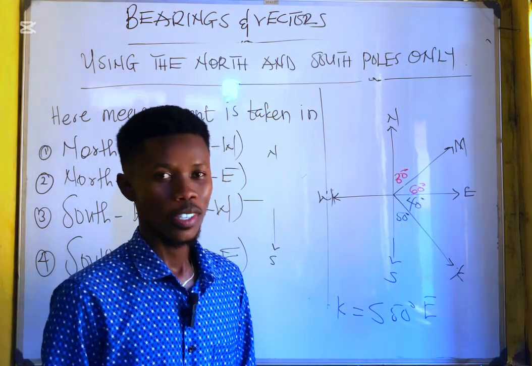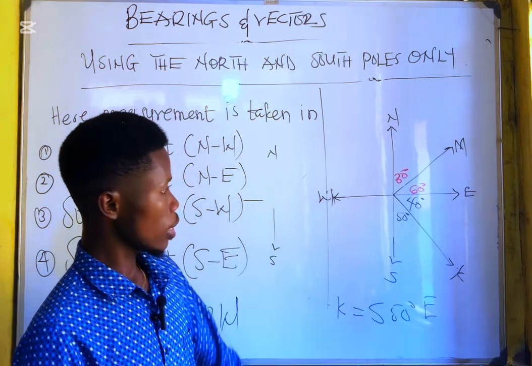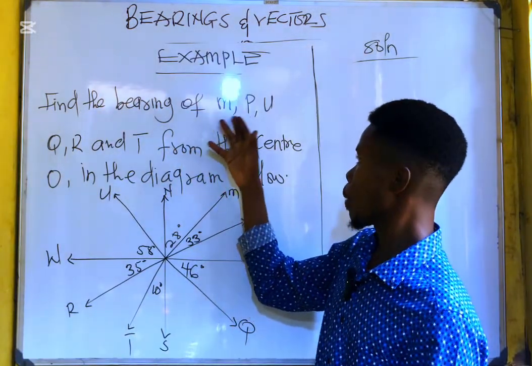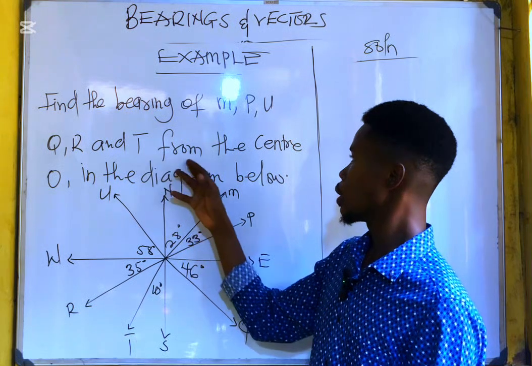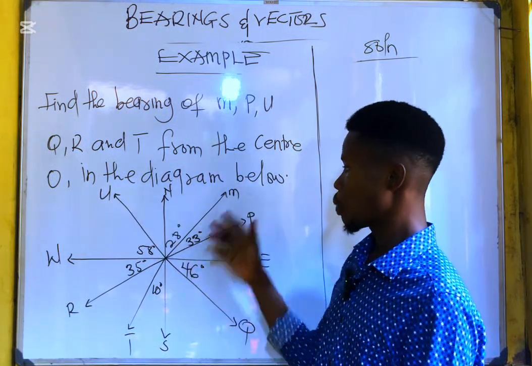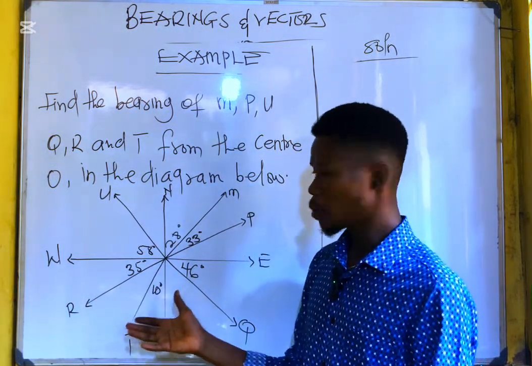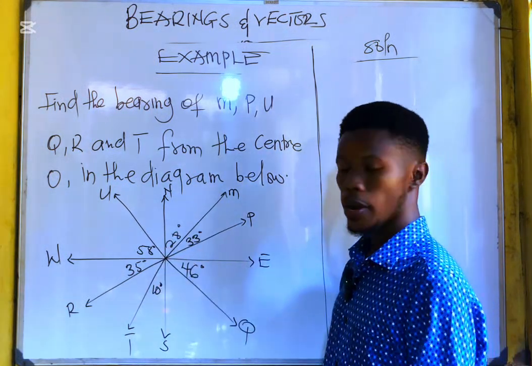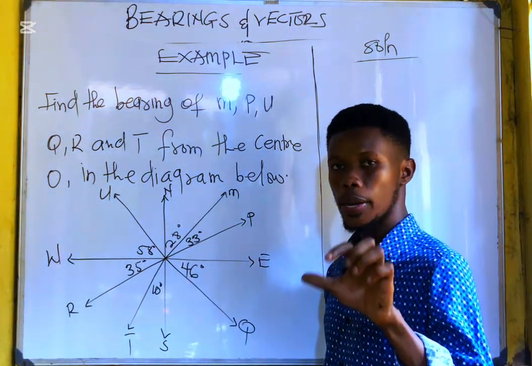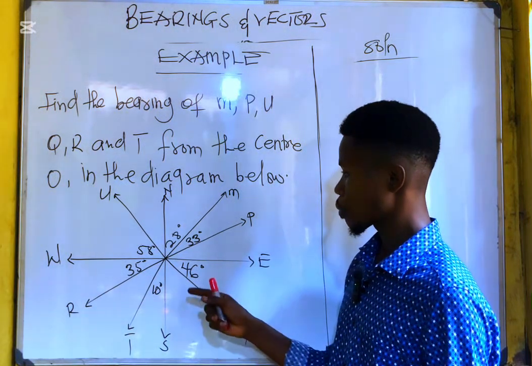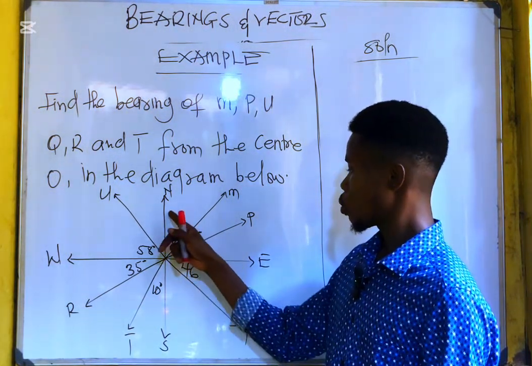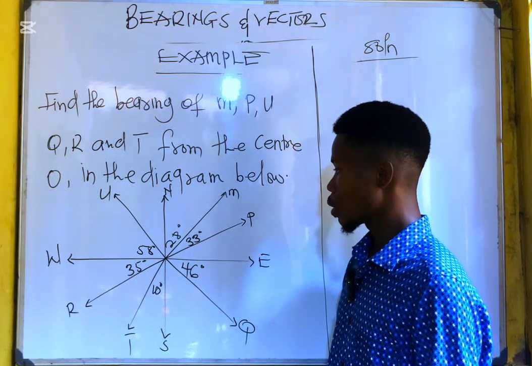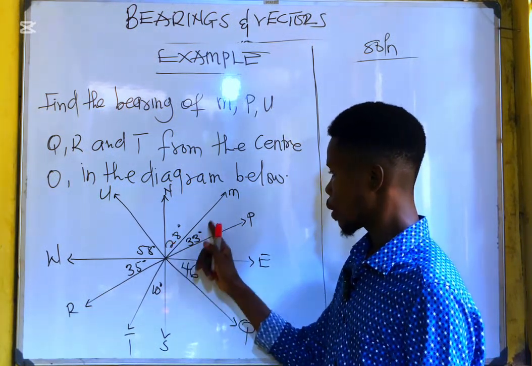So I'm going to solve an example with you. Find the bearing of M, P, U, Q, R, and T from the center O in the diagram below. So this is our beautiful diagram. But remember, you are using the bearing of what? North, south pole only.